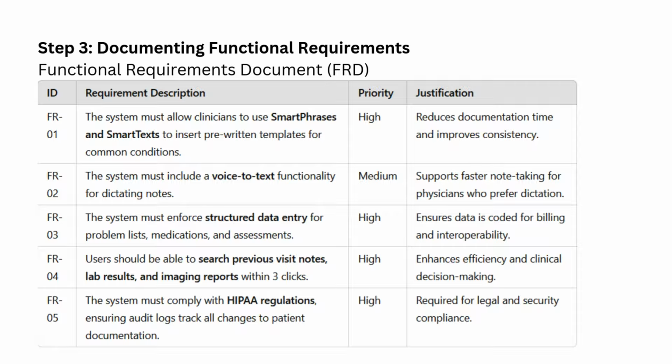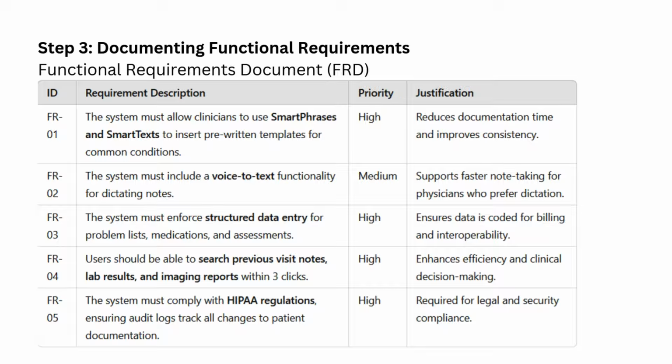Okay, so for example, let's say clinicians identified a need for smart phrases to streamline their documentation. Good example. How would that be documented? Well, that would become requirement ID FR01 in our documentation. So each requirement gets its own unique ID. What else is included? Is it just a list of complaints? No, we need to go deeper than that. We need to clearly define the requirement, its priority level, and a justification for why it's important.